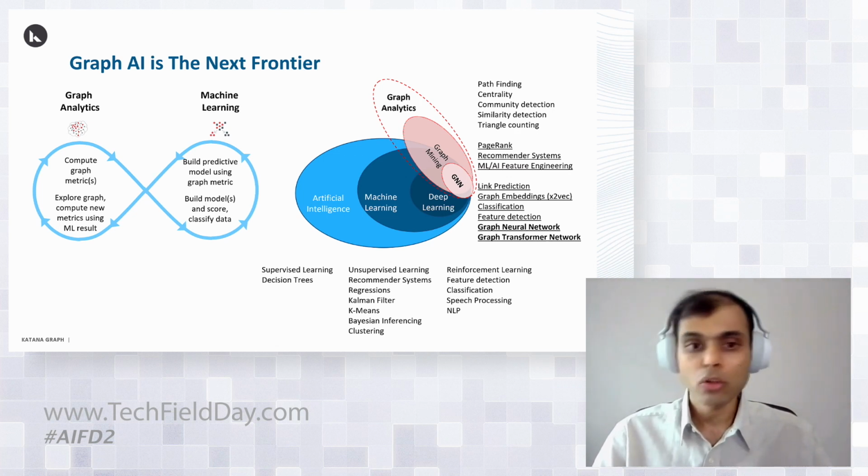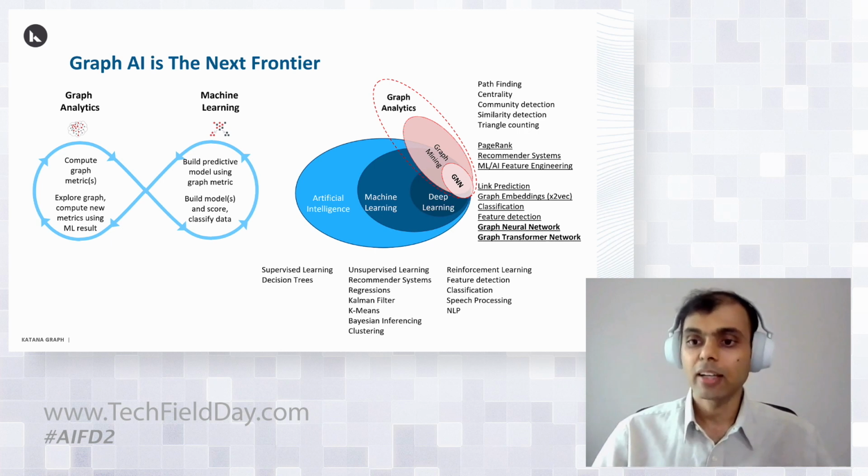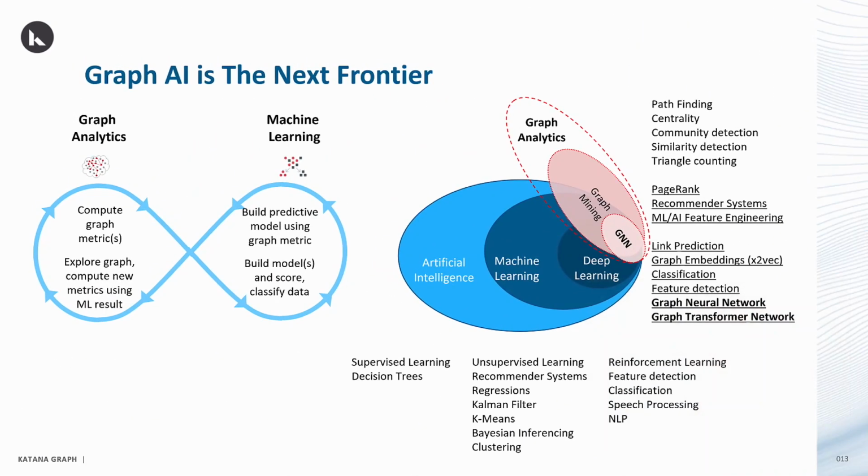You can try to classify nodes, or you can try to predict links in the nodes, or use it in recommendation systems. And once you've built such models and score and classify data in these graph data sets, then you can use this to further explore the graph and compute new metrics using these ML results. So we think there is a close interplay between graph analytics and machine learning.